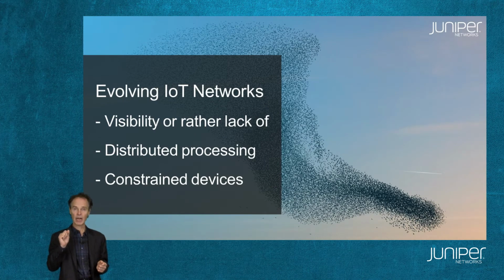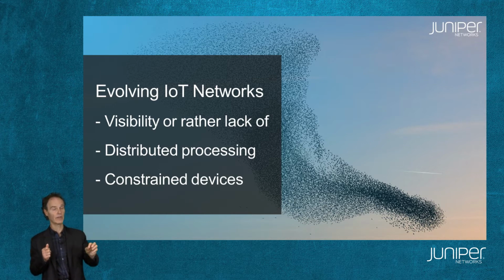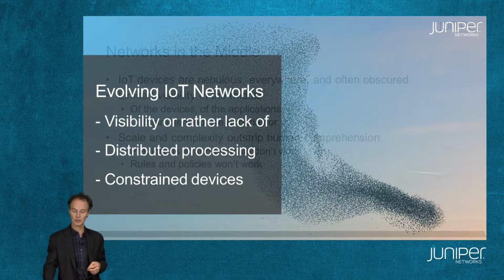But IoT networks are not just different from the application point of view. They're different in what the networks look like, what you see in the networks, and in how IoT networks and their applications want to process data. They're also different because new IoT devices are evolving continuously. And I will talk here about one specific case, which is constrained devices.